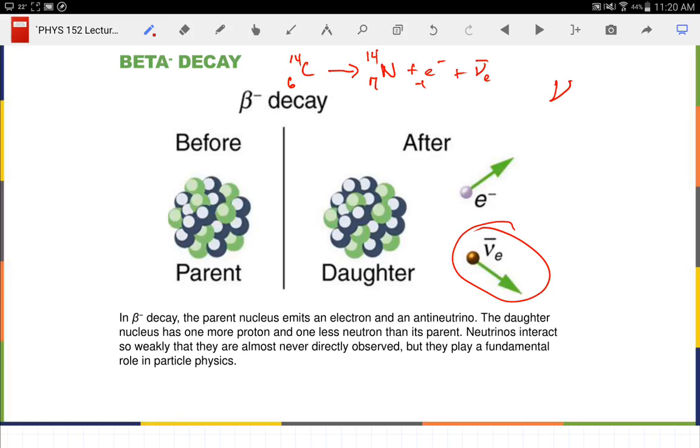What really happened there was a proton was created by annihilating a neutron and creating the proton and the electron antineutrino. So it's a pretty complicated process. It's not like the alpha particle where something that was in the nucleus came out of the nucleus. This is where something was created in the nucleus and then came out.